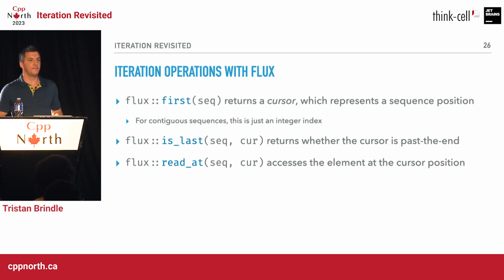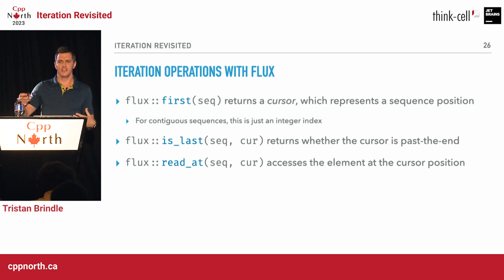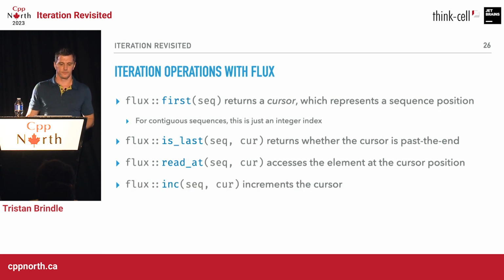And importantly in Flux, our read_at operation is bounds checked. Actually, by default, if the bounds check fails, it's going to terminate your program. You can configure the library so it can throw an exception instead. One of the two things will happen. Finally, our advance operation, we spell that just inc. So this takes the cursor by reference. It says to the sequence, please will you update this cursor so it points to the next element.